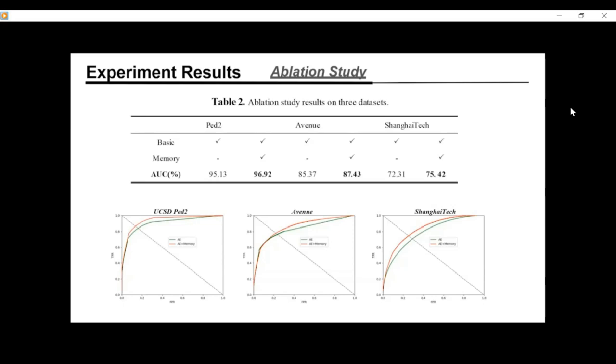In addition, to evaluate the effectiveness of the memory model we used, several ablation studies on three data sets are also conducted. The corresponding AUC results and the ROC curves are shown, which illustrates that the combination of the dual-flow network and the memory model is more suitable for practical and complex scenarios. Our method uses both of them and gains peak performance.